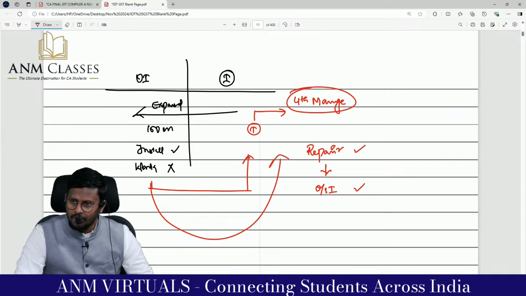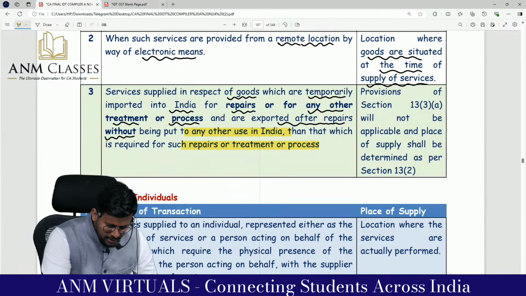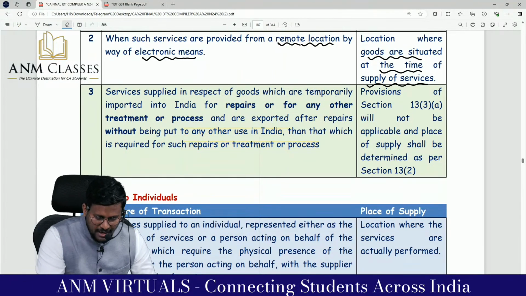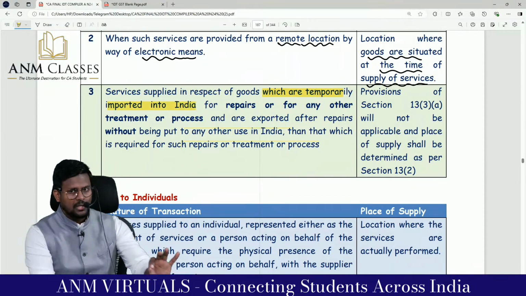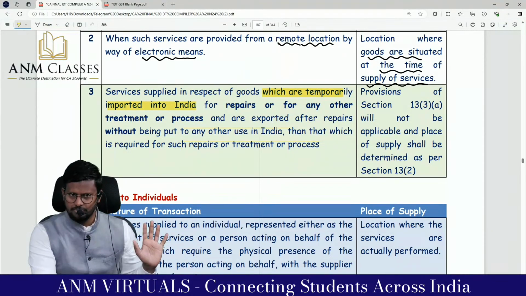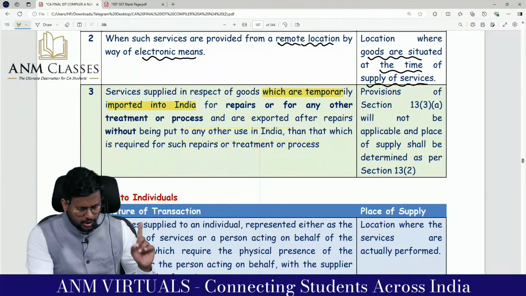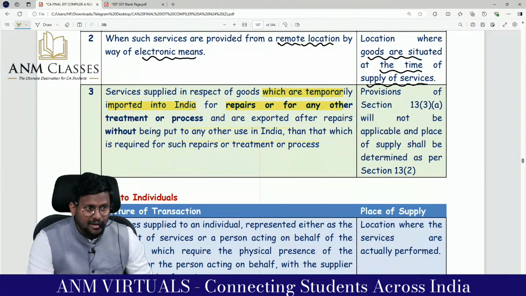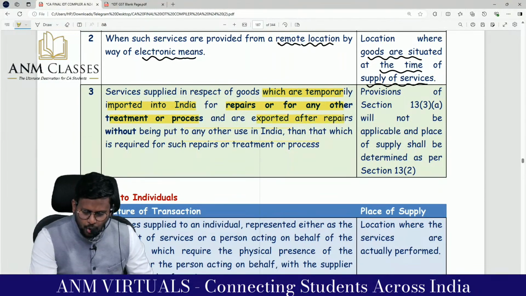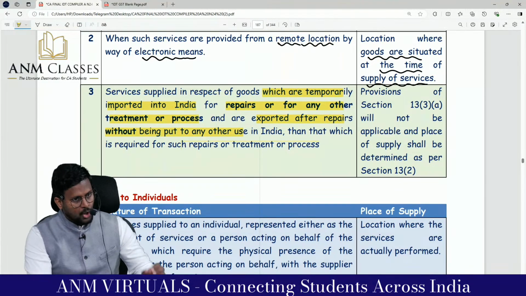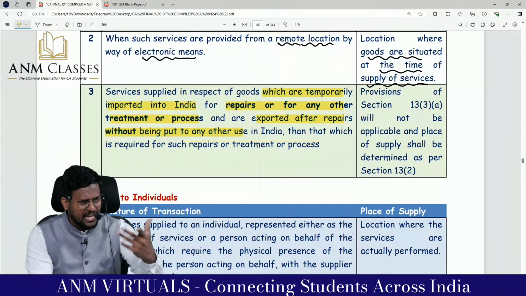Are you really with me? Now read, sir: service supplied in respect of what? Goods. Goods means plant and machinery which are temporarily imported into India. It is only a temporary import, temporarily imported for repair or any other treatment or process, and which are exported after what? Repair, without being put to any other use in India.